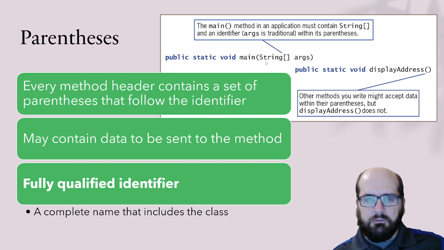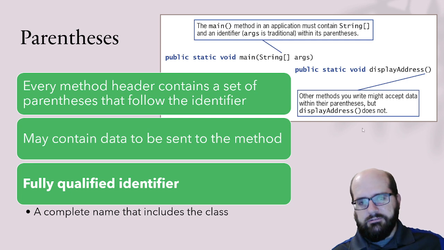You can see the set of parentheses after main actually has a parameter inside. It's a string array. We're going to talk about arrays later on, but the main method has to include this string array, and that string array can be used when working with the main method. The display address parameter list has an empty set of parentheses. That means that no data can be brought into this method. A fully qualified identifier has a complete name that includes the class.